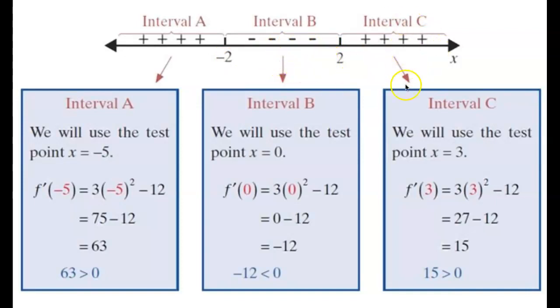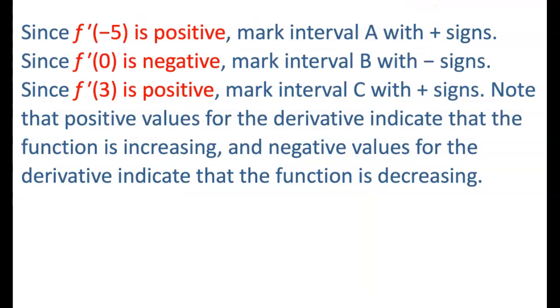And then the same thing for interval C. They chose 3, plugged it in, they got a positive value, which means that all the values after x equals 2, all the values are positive. In other words, the original function is increasing there because the derivative is positive there. All right, we'll do more examples. All right, they showed you what they did.